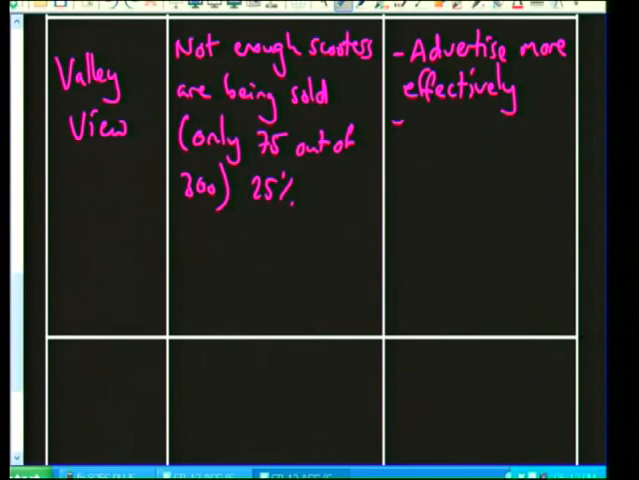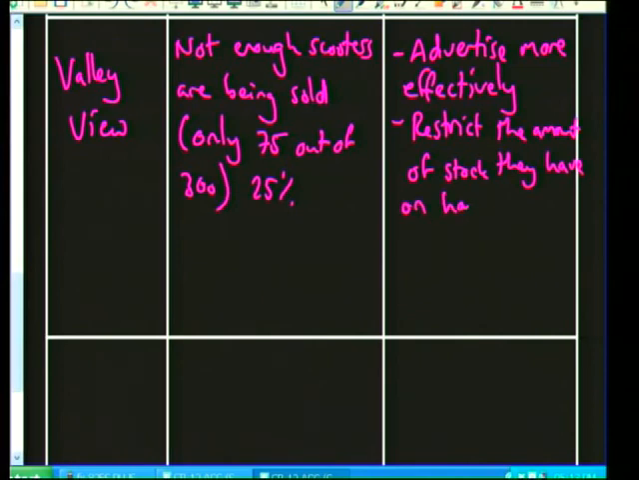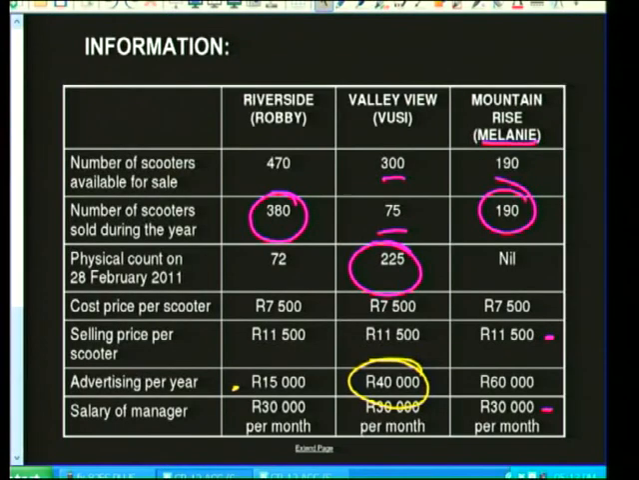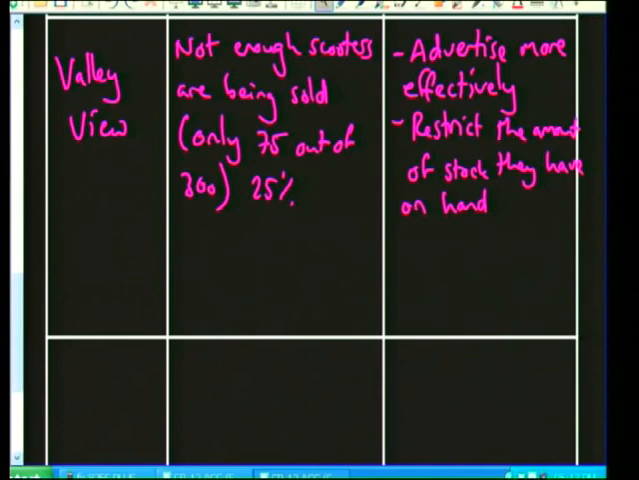Or another solution is that they could restrict the amount of stock they have on hand. Let me explain what I mean by that. If you look at this question, you'll see that there are 225 scooters in the stock of Vusi's shop. Those scooters could get stolen, they could get lost. So what we should make sure we do is that we don't buy so many scooters. Rather buy them when we're all sold out so that we're able to sell them in the future. Because really there are not enough scooters being sold in this particular branch.